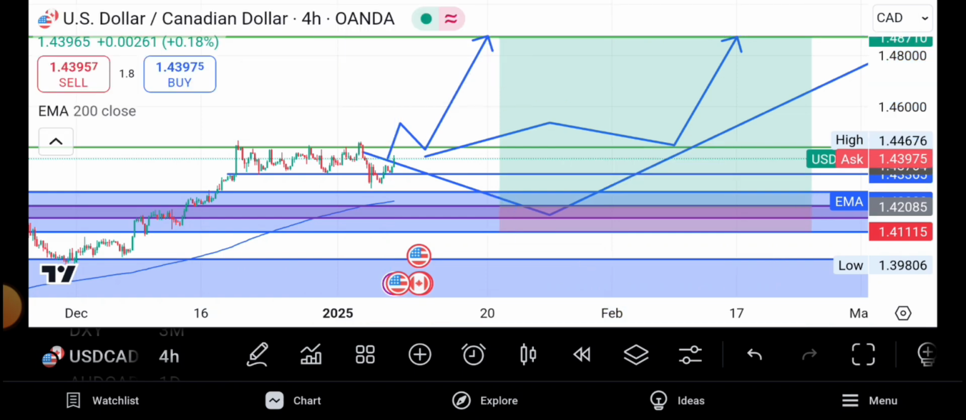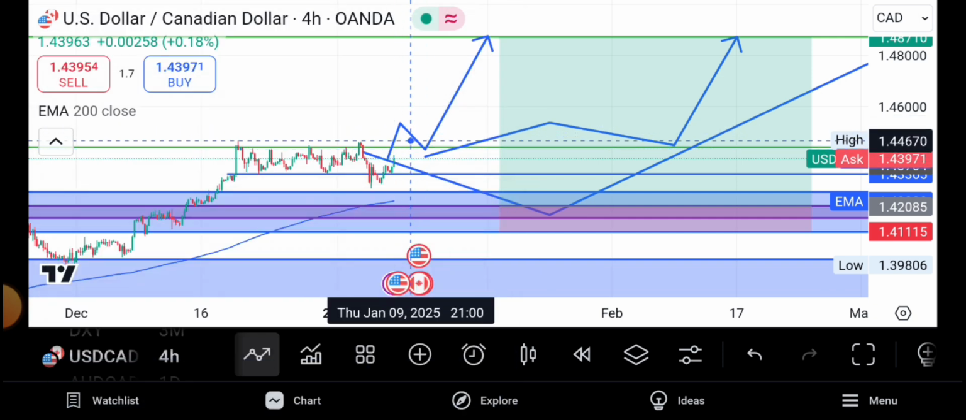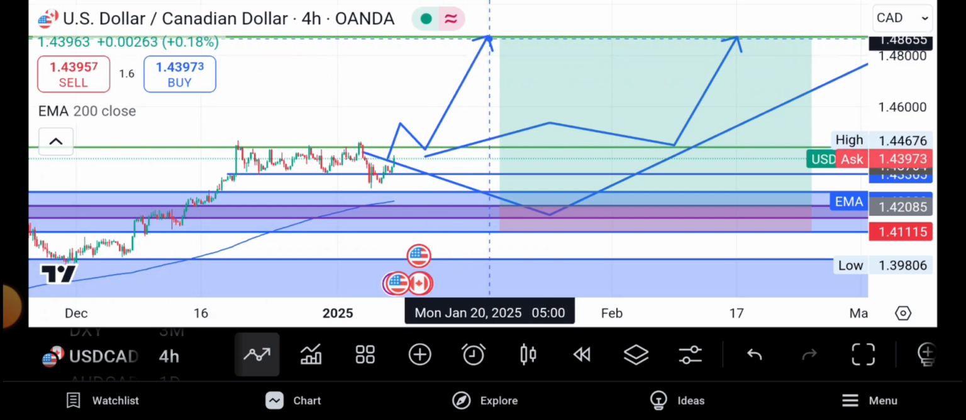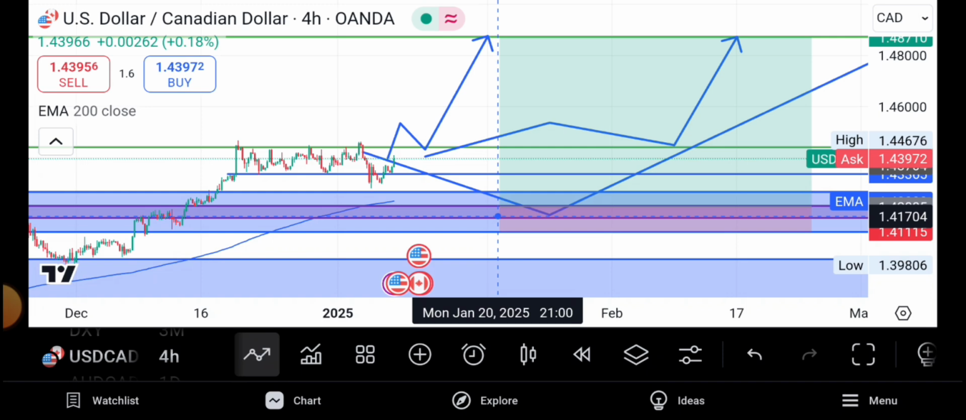If the price action breaks this zone and retests, we are targeting 430 pips. But if it comes down up to here, we shall be targeting around 666 pips.